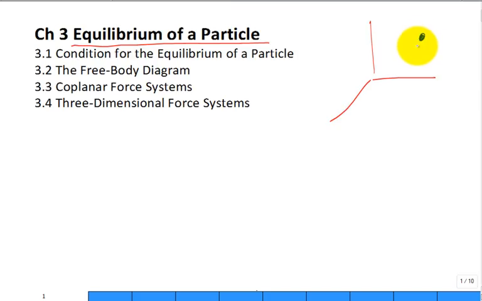What do you call that? A dot, a point. A particle is just a point or a dot. It's defined not by a size, but by a location. And what we're going to do is the equilibrium of the particle.